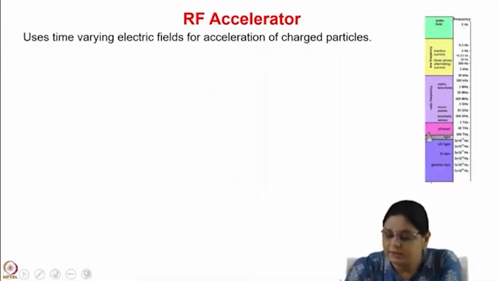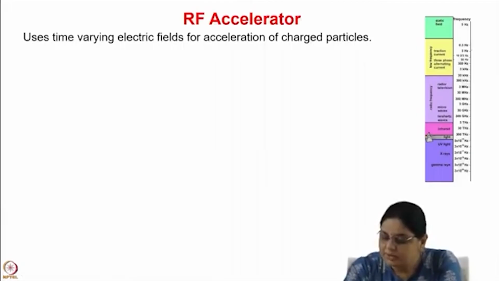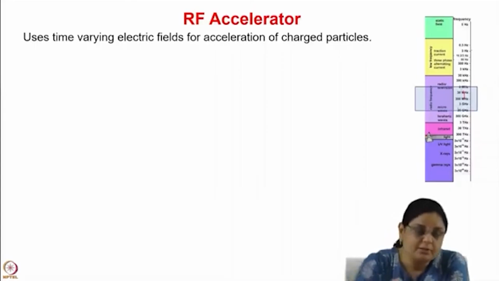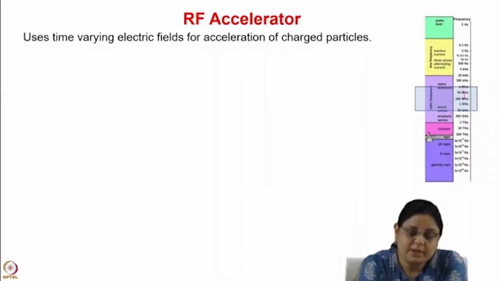So if you see the electromagnetic spectrum, this is the frequency, and the frequencies used for acceleration lie in this range, typically from a few megahertz to tens of gigahertz, and this lies in the radio frequency region. So that is why this is known as an RF accelerator. It's using time varying electric fields for acceleration, and since the frequency lies in the radio frequency region, it is known as RF accelerators.